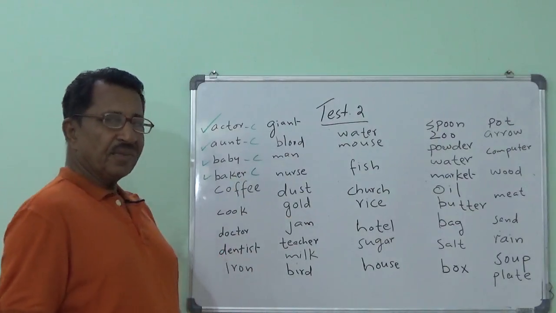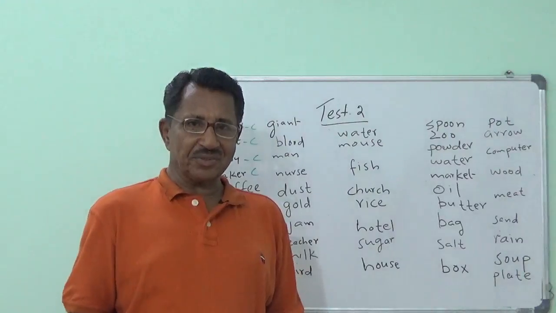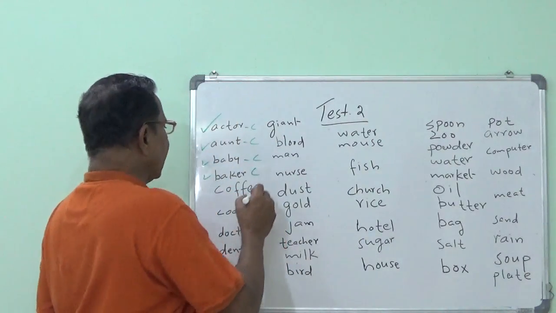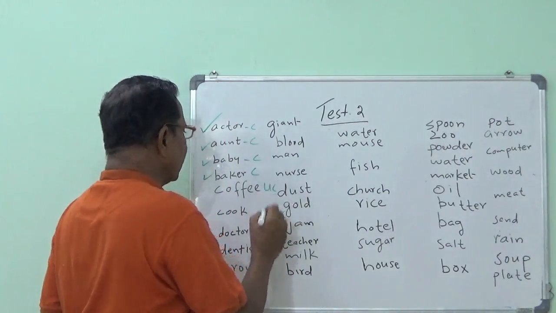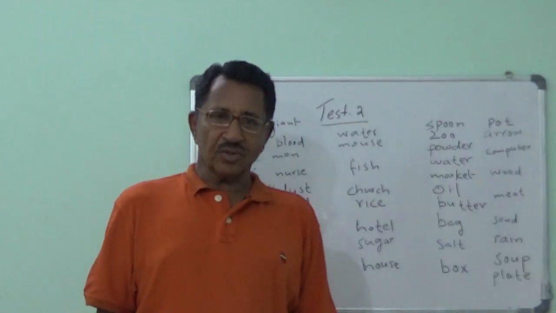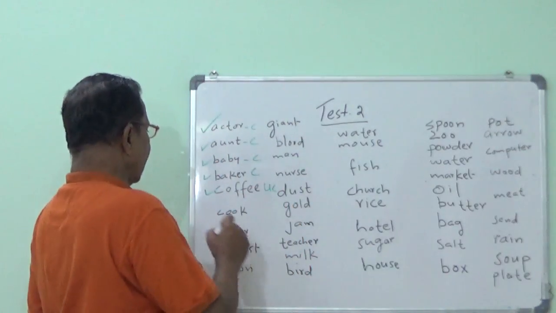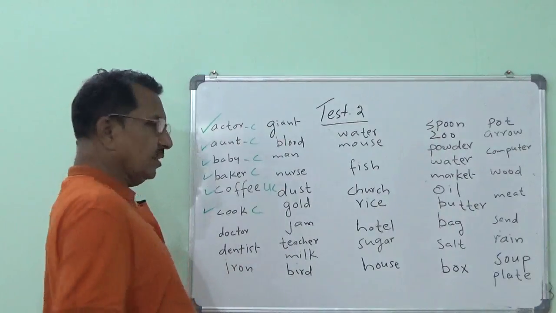Yes. Coffee, can you count coffee? One coffee, two coffee, three coffee, like that. It's not possible. Therefore, it is uncountable. UC means uncountable. Okay. Now, cook. You have seen cooks, no? One cook, two cooks, three cooks, you can count. And therefore, it is countable. Okay, right. Very good.